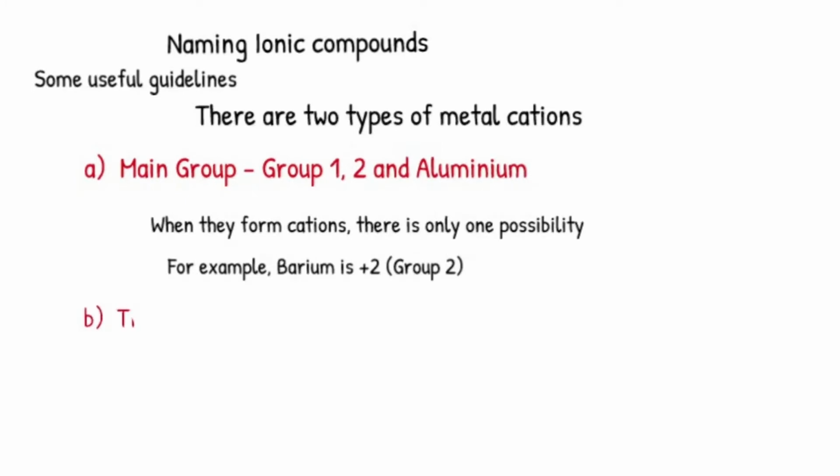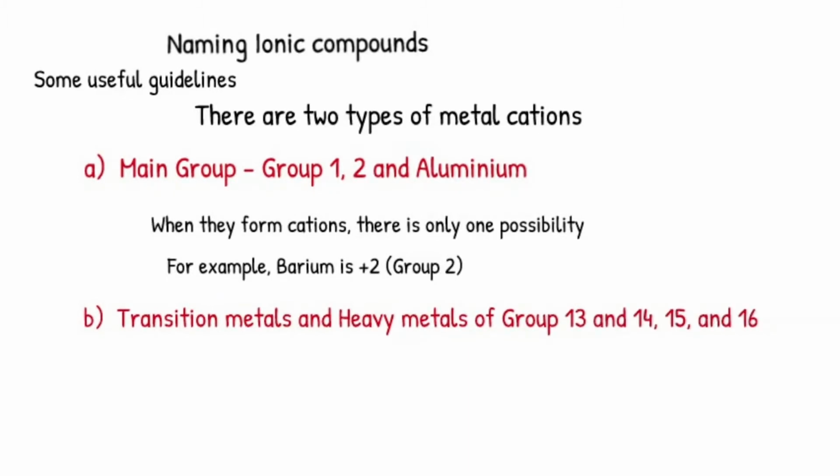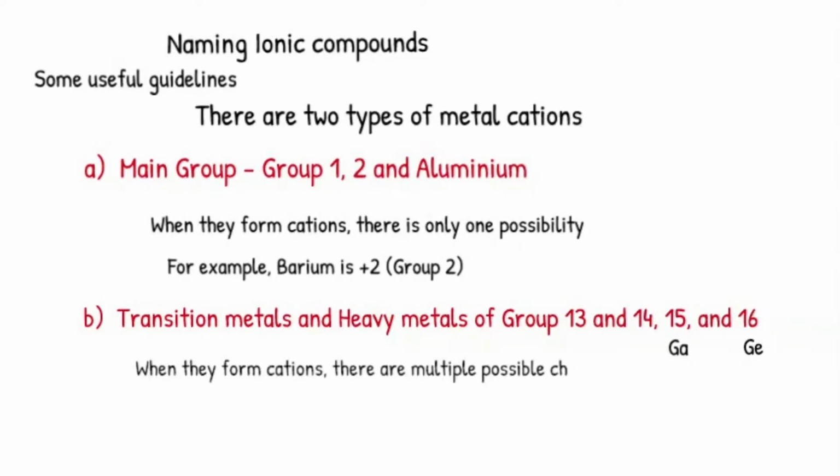The transition metals and heavy metals of group 13, 14, 15, and 16. The transition metals are group 3 to 12, whereas the heavy metals, for example in group 15, are under gallium and group 16 is under germanium. When these form cations, there are multiple possible charges. For example, iron can be +2 or +3.